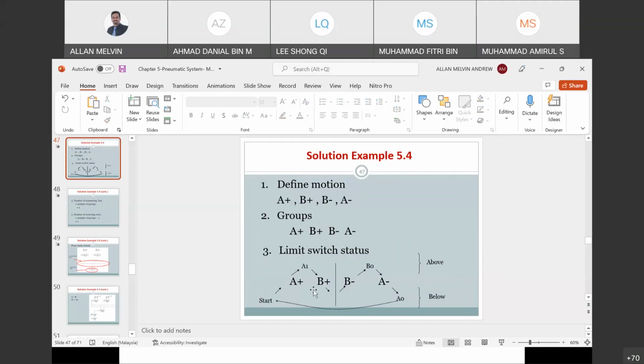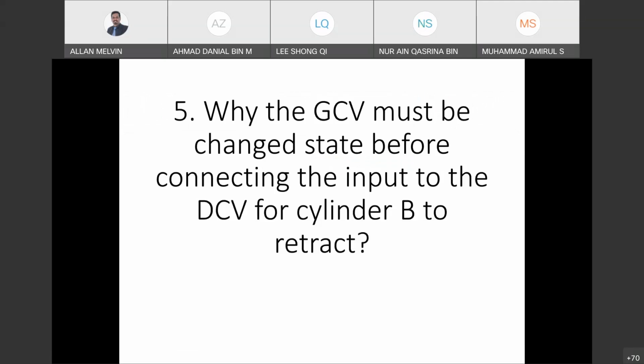Okay, so soalan tu dia tanya, dia ada dua group, A plus dengan B plus, B minus dengan A minus. So the sequence is A plus, B minus, A minus. Dia tanya kenapa kena tukar group? Kenapa dia kena tukar state? So that it can trigger the other limit switches.